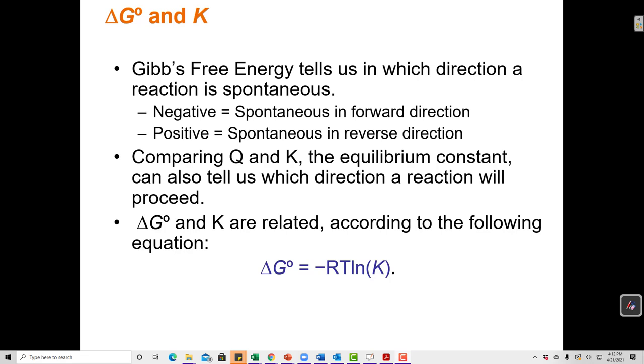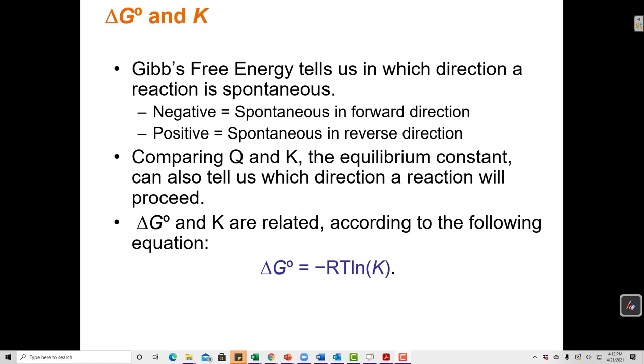In this video, I'm going to cover Gibbs free energy and the equilibrium constant. So Gibbs free energy, delta G, tells us which direction a reaction is spontaneous. Remember that if the value of delta G is negative, that tells us that the reaction is spontaneous in the forward direction. And if the value of delta G is positive, that tells us that a reaction is spontaneous in the reverse direction.